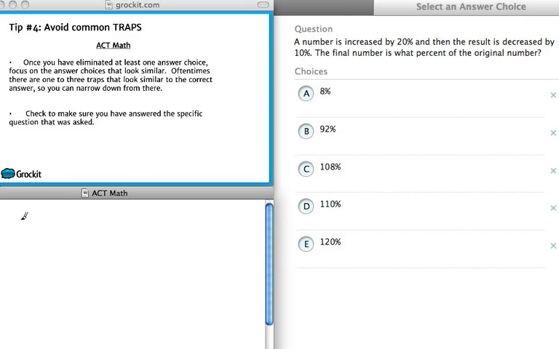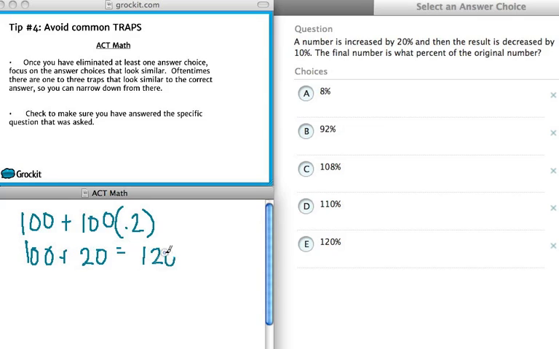So let's say our original number is 100. We add 20%. 20% in a decimal is 0.2. So we get 100 plus 20 equals 120. Now we have to decrease that by 10%. 10% of 120, multiply that by 0.1, is actually 12.